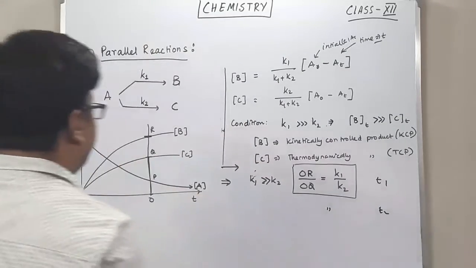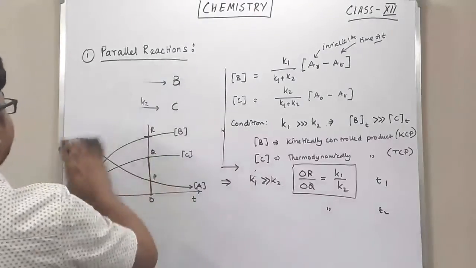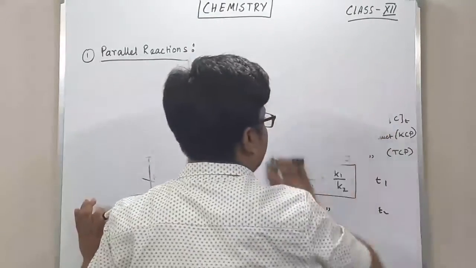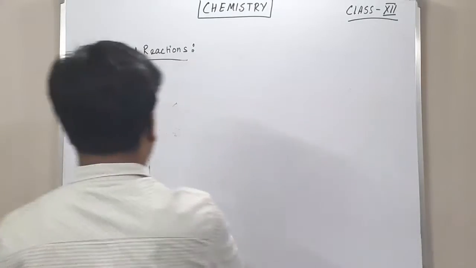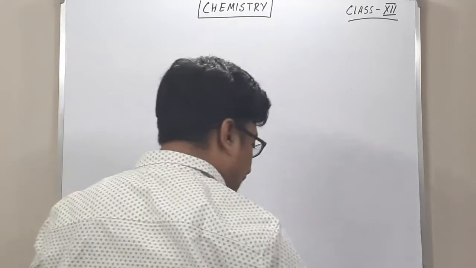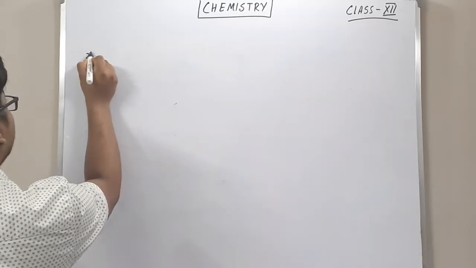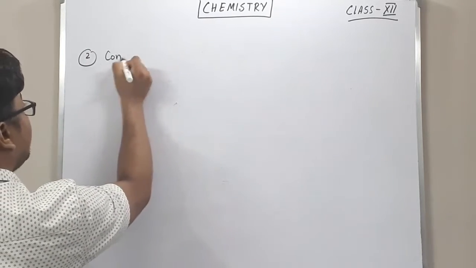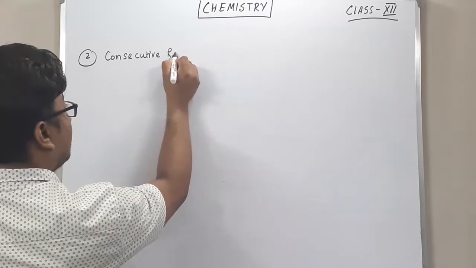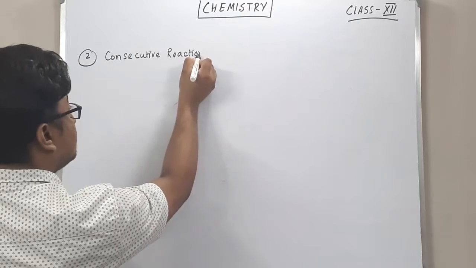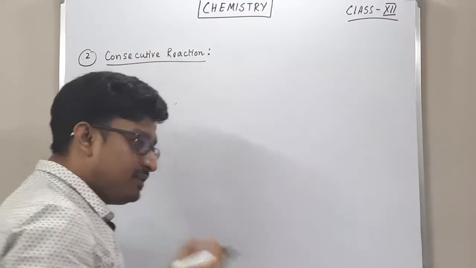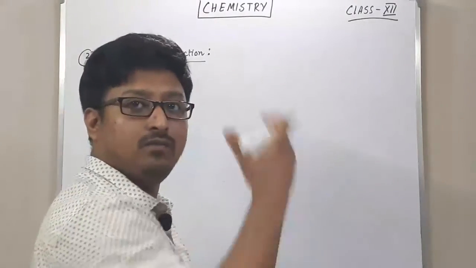Okay, now next reactions. Coming to the next reaction. Now the next reaction is, a very important reaction obviously, number 2. This is called consecutive reactions. Now what is consecutive? Definitely it's consecutive, meaning one by one, one by one.